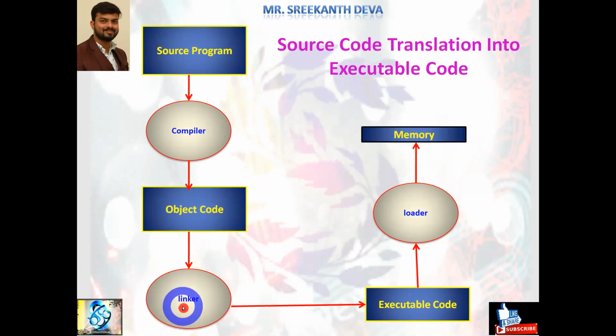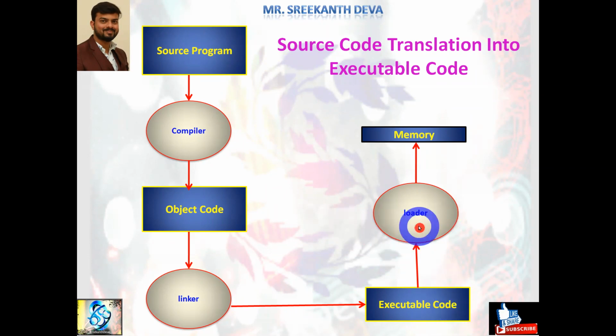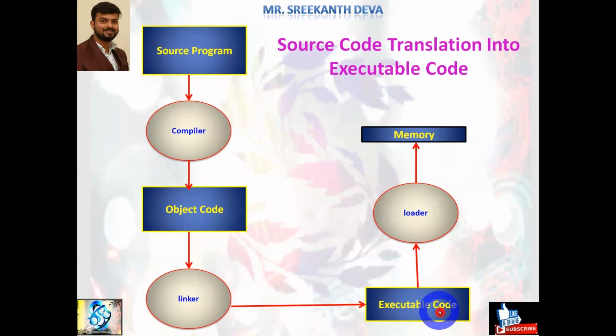The linker. The linker is responsible for loading this object code, linking, and generating the executable code. Once the executable code is generated, the loader is responsible for loading that executable code from secondary memory into the main memory, because the processor always executes instructions in the main memory. For that, the loader loads this executable code, places it into the main memory, and starts execution.